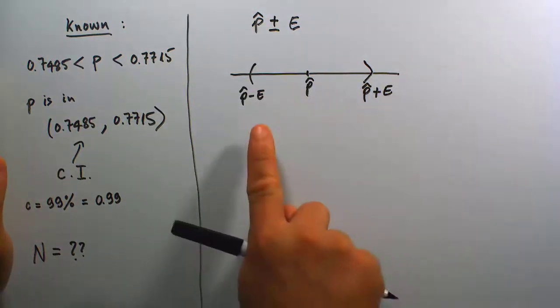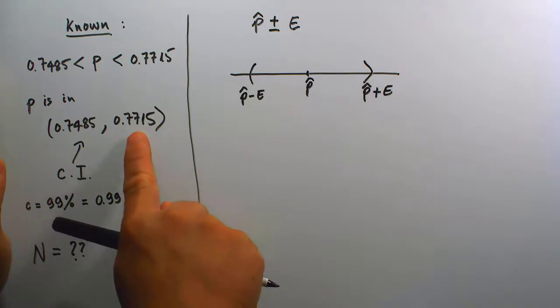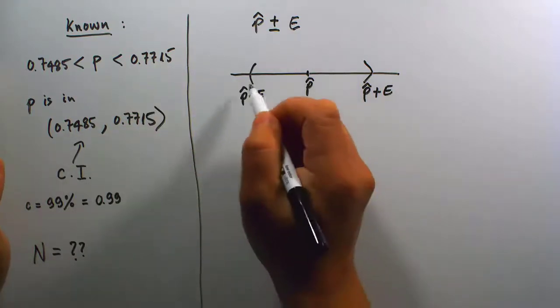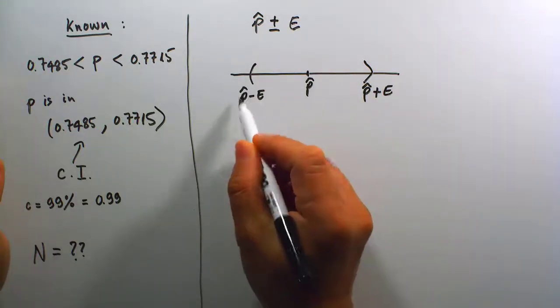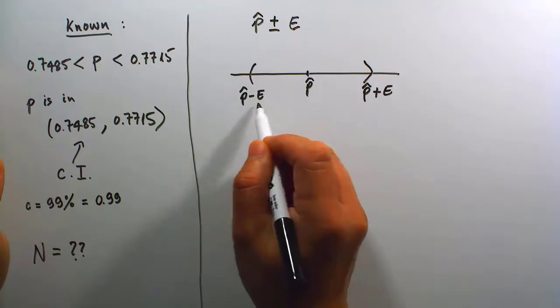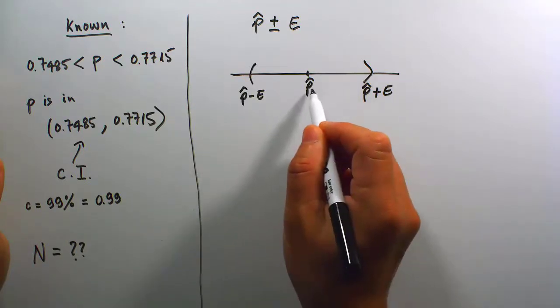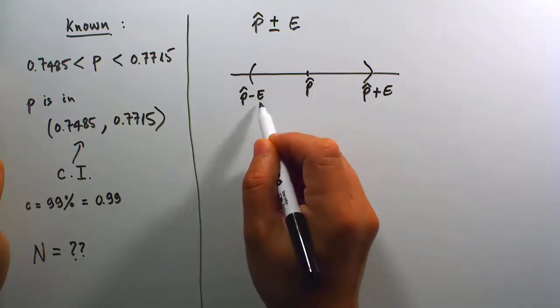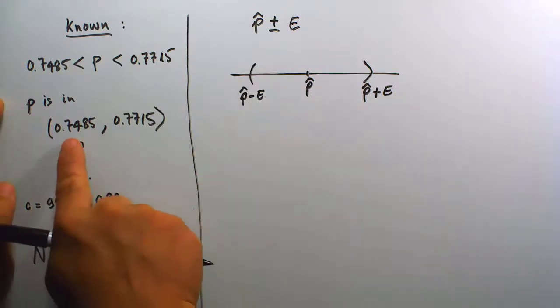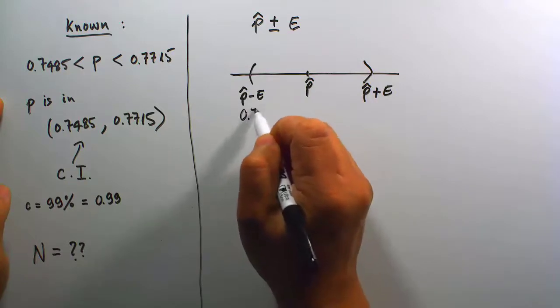Now in this particular case, since we already had a known interval, this low end comes out from our p hat minus the margin of error, and we don't know any of these yet. We don't know what p hat is, we don't know what the margin of error is, but we already knew that our low end in this case is 0.7485.